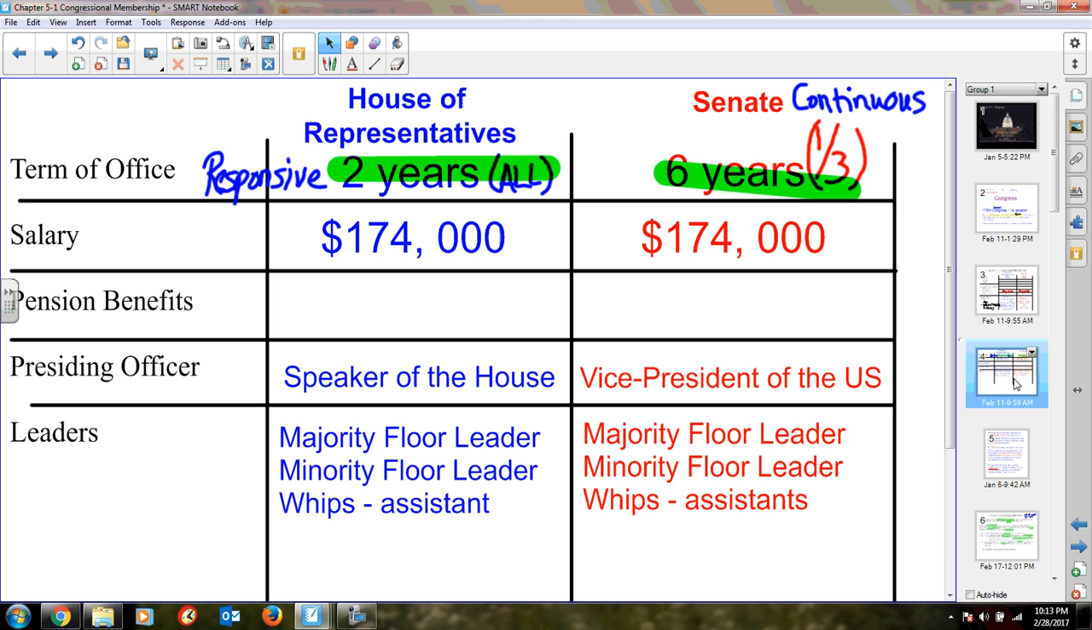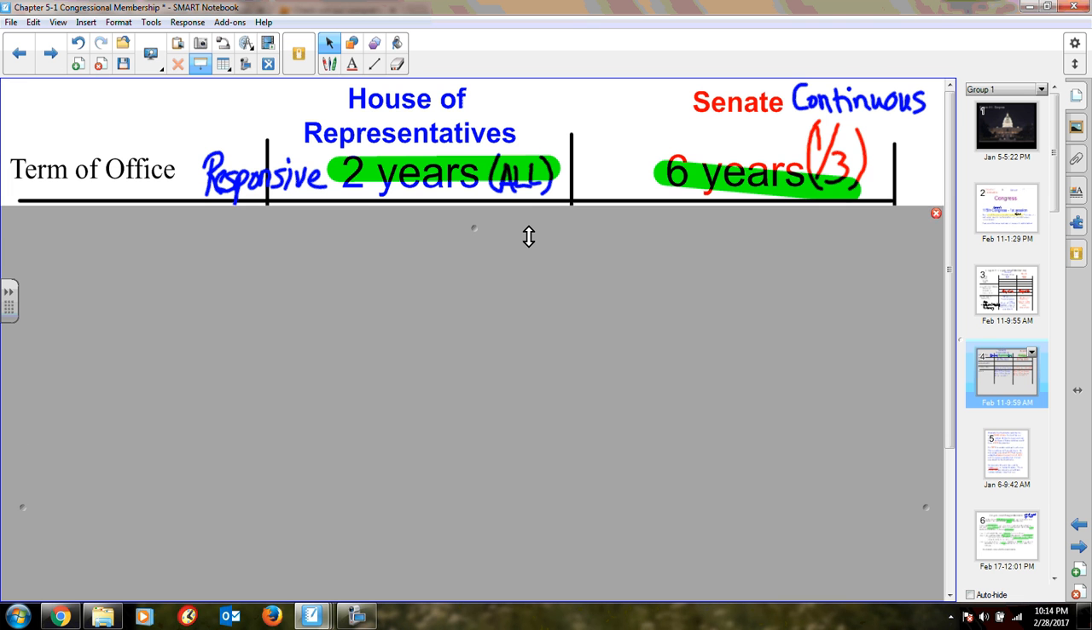What are their terms of office? In the case of the House of Representatives, all 435 members are up for re-election every 2 years. Whereas in the Senate, a third of them are up for re-election. So the Senate is called a continuous body. It is called a continuous body because you can never have an all-new Senate. Where it is conceivable you could have an all-new House of Representatives, meaning that every member of the 435 gets voted out of office. We talked a little bit about that during the election, but that doesn't happen very often.